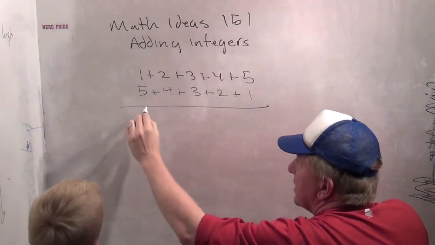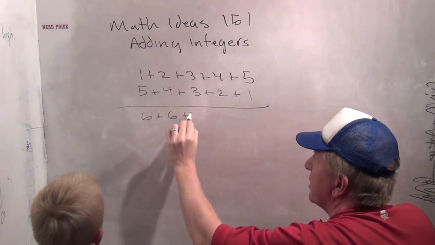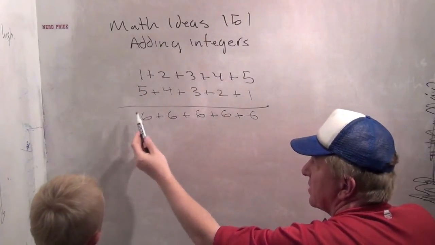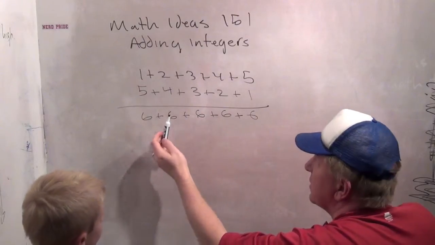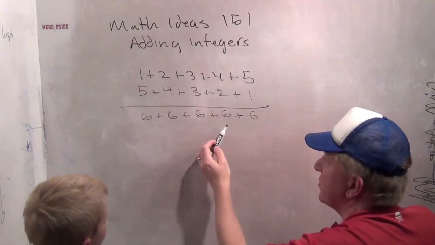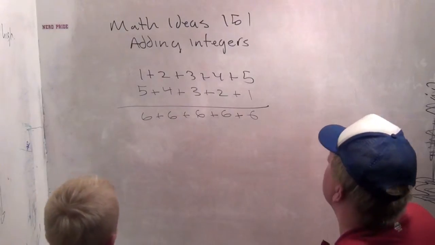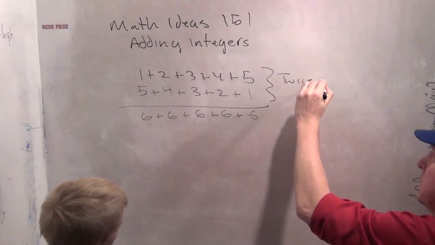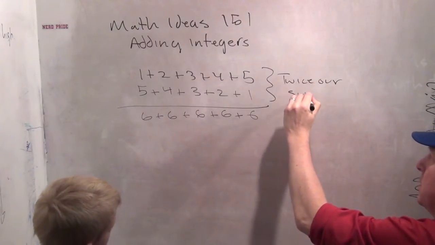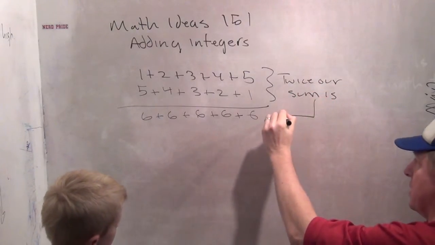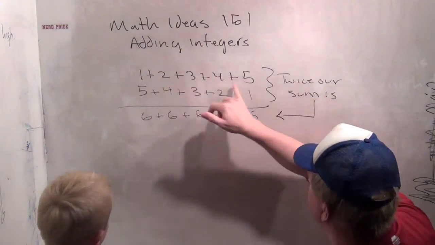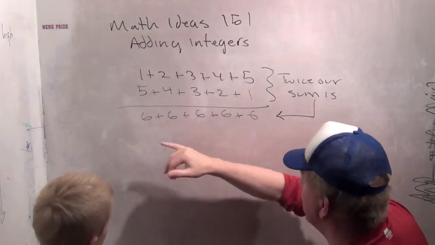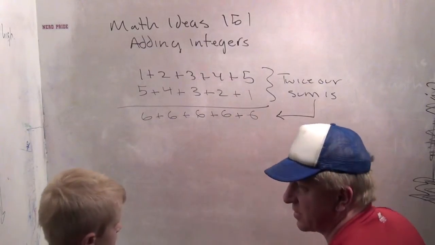And we added this, and we got 6 plus 6 plus 6 plus 6 plus 6. 1 plus 5 is 6, 2 plus 4 is 6, 3 plus 3 is 6, 4 plus 2 is 6, 5 plus 1 is 6. So this is 2 times, or twice, our sum. We want to add 1 plus 2 plus 3 plus 4 plus 5. We just write it backwards, and we get all 6s, and that's 2 times what we were trying to add up.